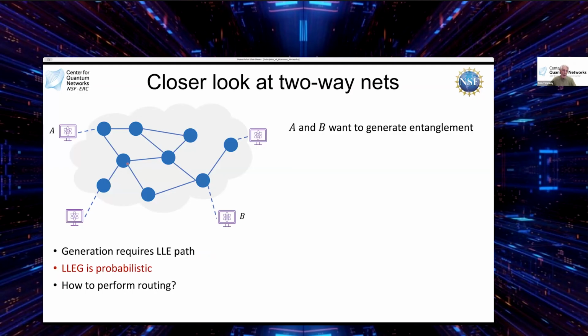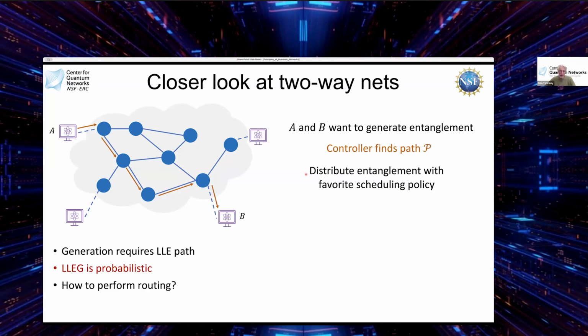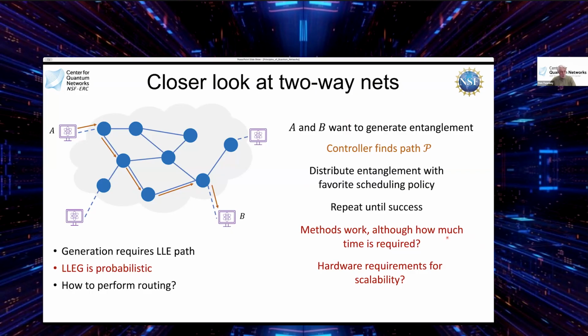Okay, so we have A and B. They want to generate entanglement. A controller could find a path P, which I've indicated here in red. And then once you have the path, you could distribute entanglement using any of the three scheduling policies that Matheus introduced a while ago. And you could just repeat until you get successful generation of entanglement. So these methods work, although there's a question about how much time is required to do this.